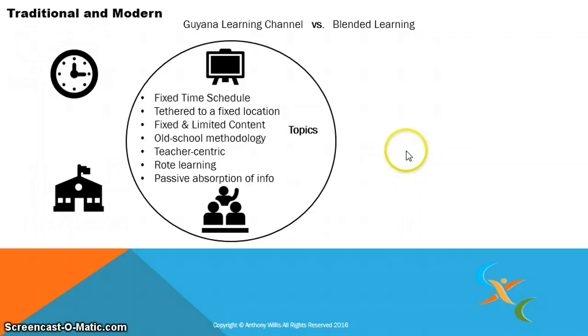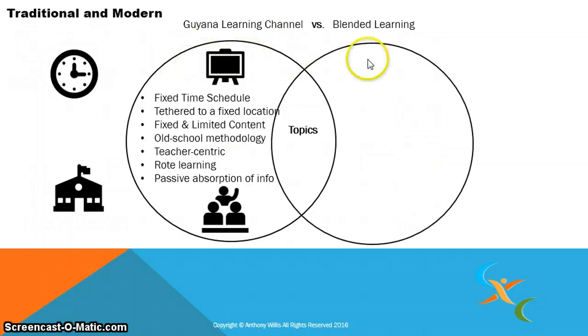With blended learning, however, here you see I'm using a Venn diagram. Those of you who are familiar with the Venn diagram will better understand this, where you compare and contrast. The topics they both have in common, they cover the same topics, but with blended learning you cover a wider range. The difference is contrast. With blended learning, flexible time schedule. You learn at your own pace, anytime, anywhere. You learn anywhere. Contrast it with a fixed location, school.